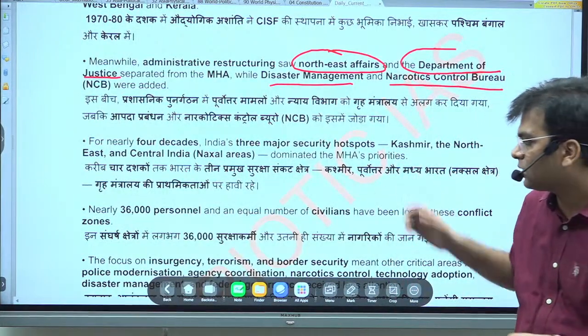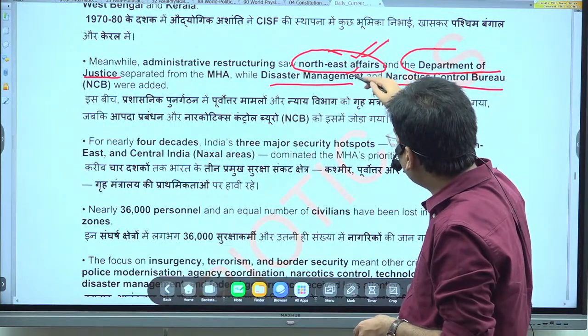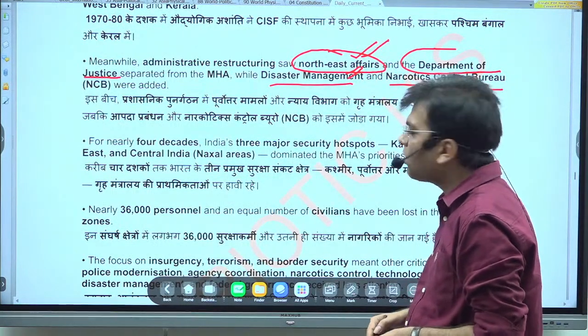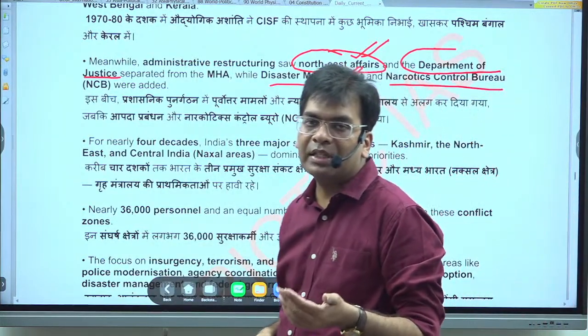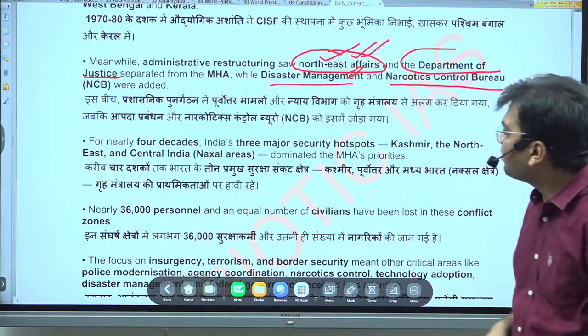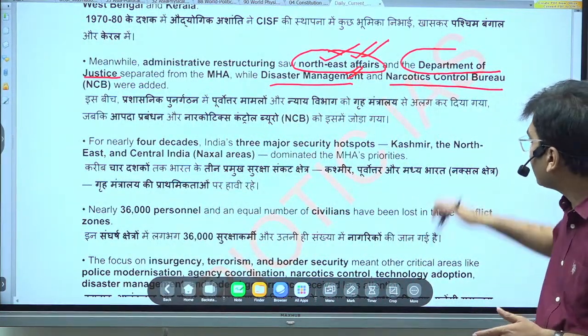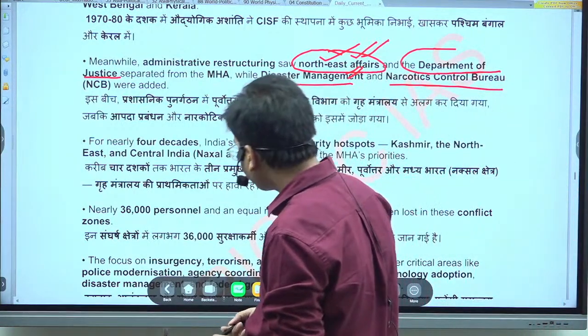There was so much ignorance, and there was so much demand for separation from the northeast, and after that we decided that we will focus on the developmental strategy and policy of the northeast, and we separated and made a separate ministry for Northeast Affairs. Again, the Department of Justice, again it was needed and it was separated.